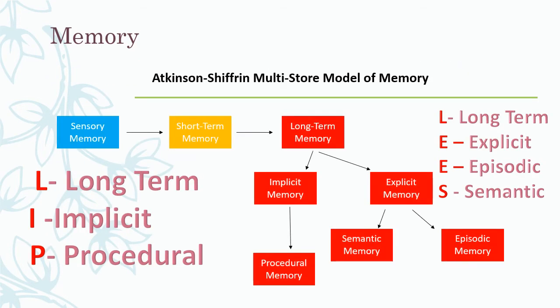So this is pretty much how the Atkinson and Shiffrin model is broken down, and there is a more detailed one later on in the video. So if you happen to look here, long-term memory tends to be implicit and procedural, and then it also is explicit, episodic, and semantic. So LIPS and LEES. That's how I remember it. Do whatever works for you. All right, so if you look at this particular one, you have sensory memory to begin with, then short-term, then long-term. Long-term does get broken down.